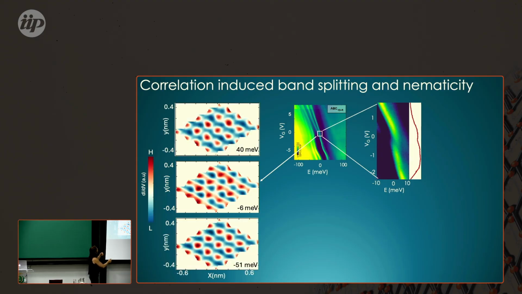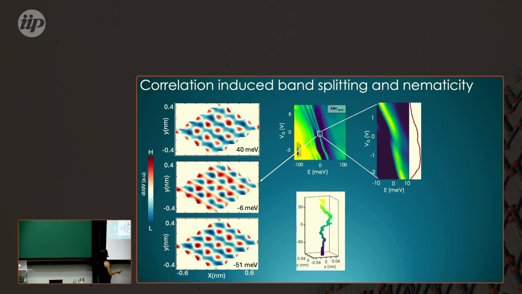So this happens at the splitting, but it turns out that this direction of the nematicity is correlated with the tensile strain, and this is also the center of mass of the wave function. We indeed see that around the Fermi energy, already with no displacement field, we see some effect of correlations.